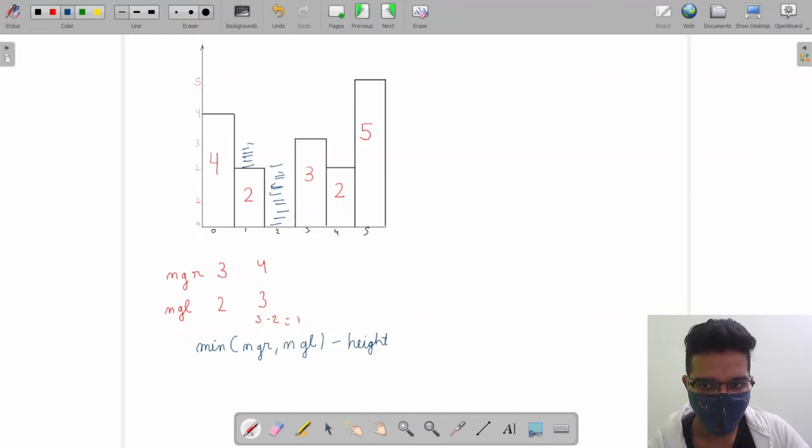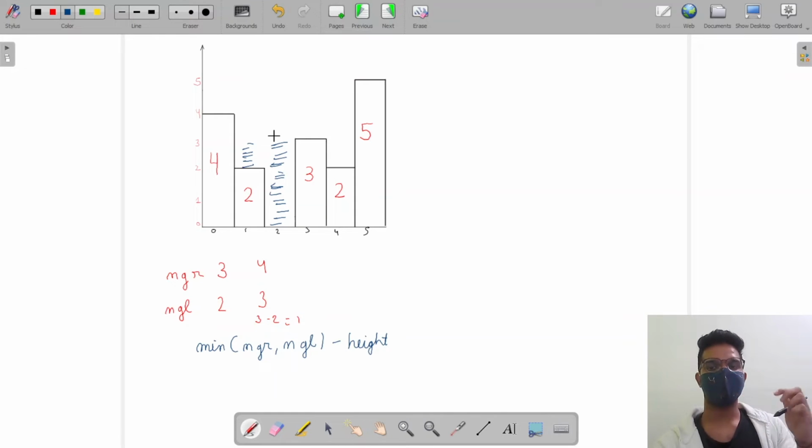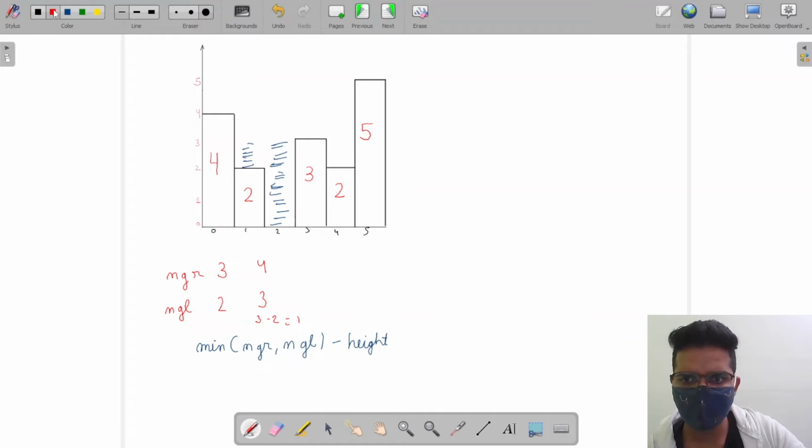So that means you're going to store water here as well, right? I'm going to show you one more example, then you are going to completely understand what I'm talking about. So let's see for 3. For 3, the next greater right is 5, and the next greater left is 4. So again, if I calculate, it is the minimum of both, 4, minus 3. That is 1. So 1 here, right?